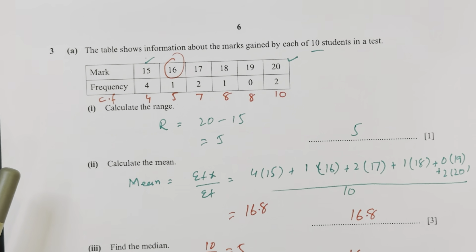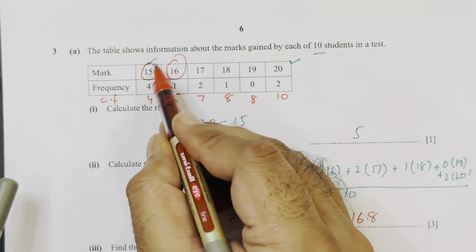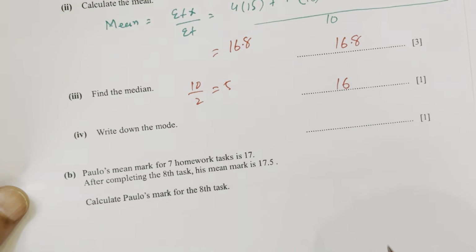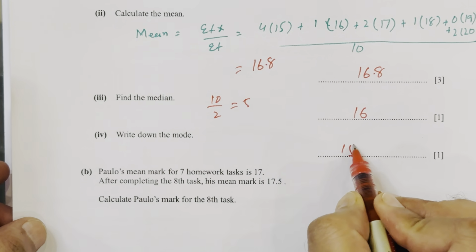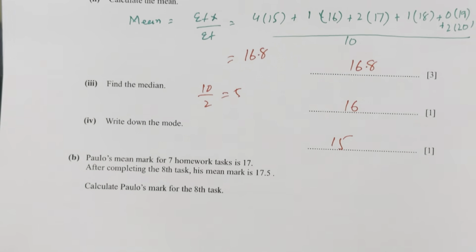Now write down the mode. Mode is the highest number of repeating value, and the frequency 4 has the maximum frequency, so mode is 15. So marks 15 are taken by the 4 students.